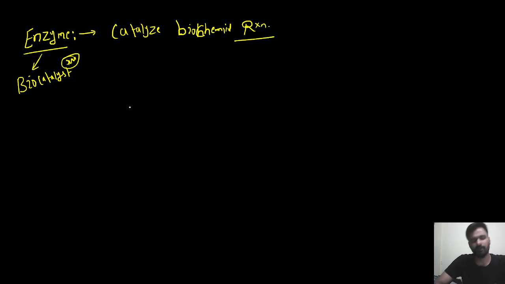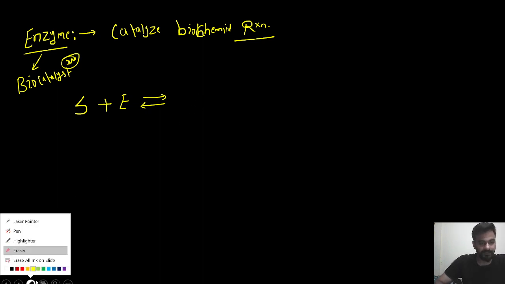Okay, so in our body, or in any living human, which type of reaction will be happening? The substrate S will be reacting with the enzyme, and this reaction will be a reversible reaction, and it will form the enzyme substrate complex. Generally we write it as ES, right?